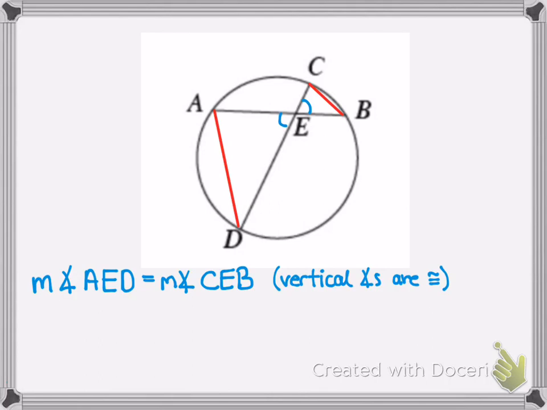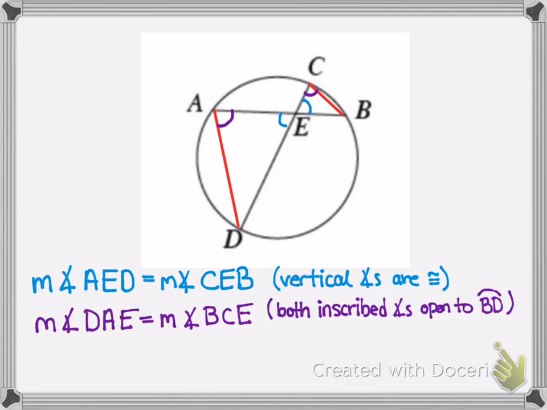Well, let me bring your attention to this arc BD. Can you find two inscribed angles that open to arc BD? I see angle DAE, which if you extend it connects to point B and opens to this arc, and angle BCE, which if you extend that connects to point D and also intercepts that arc. So in fact, we have a second set of angles that are congruent or equal in measure because they are both inscribed angles that open to arc BD.